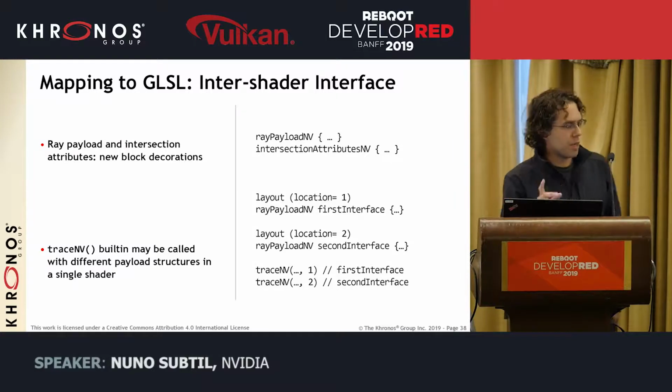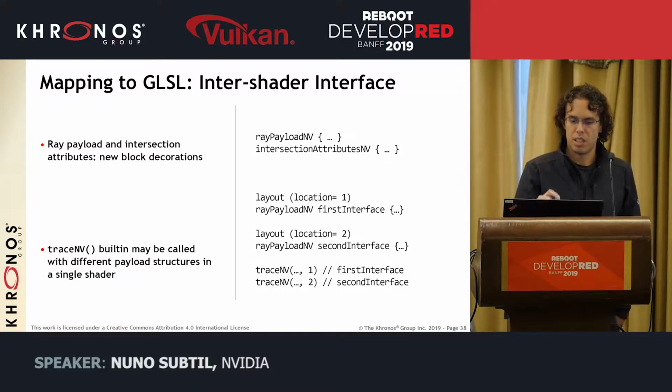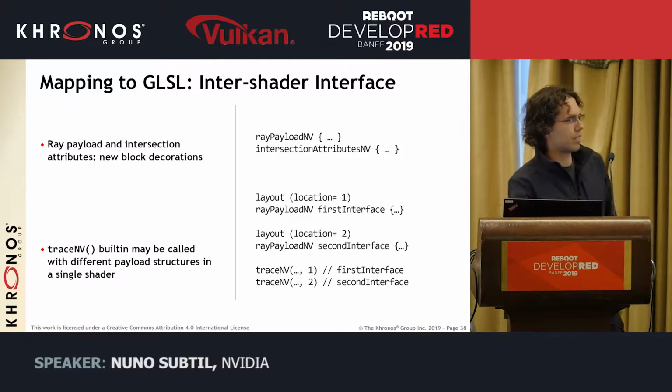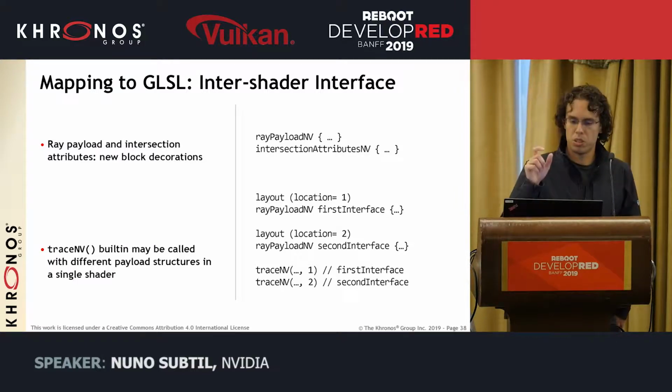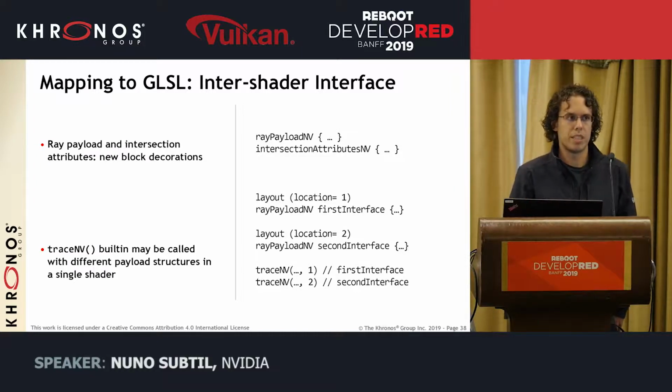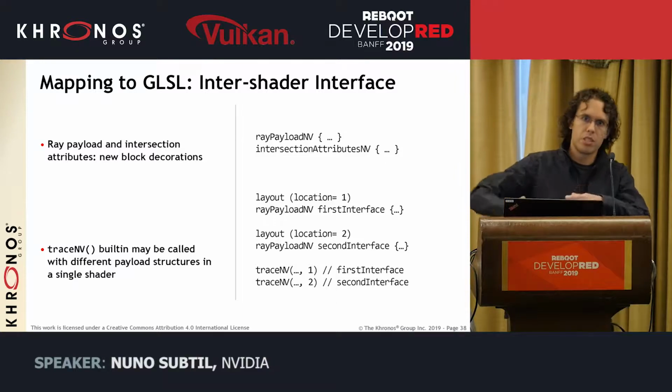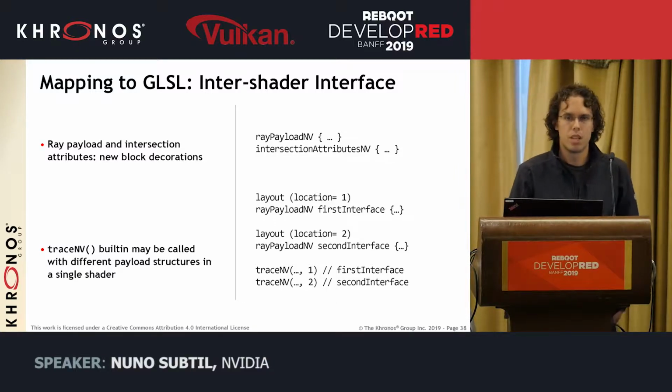And instead of passing in the payload by reference, directly by saying, okay, trace NV against first interface, trace NV against second interface, what we do is we use the location index as the reference, right? So trace NV will receive an integer argument that corresponds to the location that was defined for each of the ray payloads. This has to be a compile time constant, and the compiler will generate type polymorphic code underneath, but this was the mechanism we found to avoid having to specify full type polymorphism for GLSL.